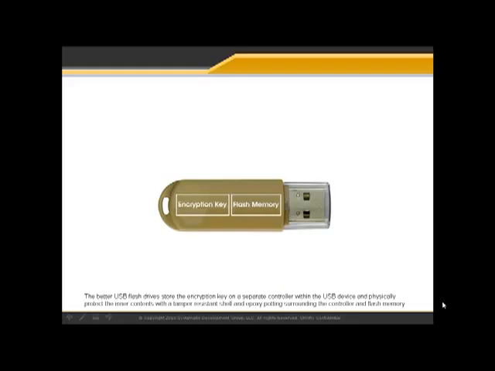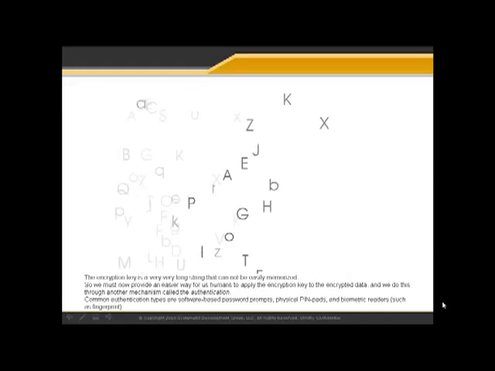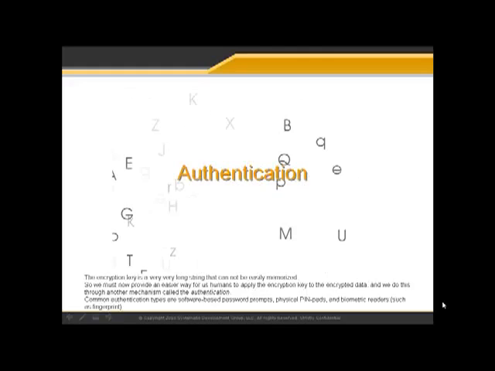The better USB flash drives store the encryption key on a separate controller within the USB device and physically protect the inner contents with a tamper-resistant shell and epoxy potting surrounding the controller and flash memory. The encryption key is a very, very long string that cannot be easily memorized. So we must now provide an easier way for us humans to apply the encryption key to the encrypted data. And we do this through another mechanism called authentication.